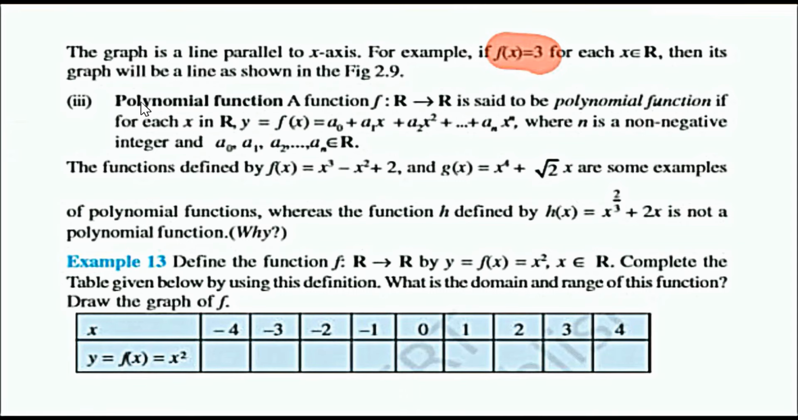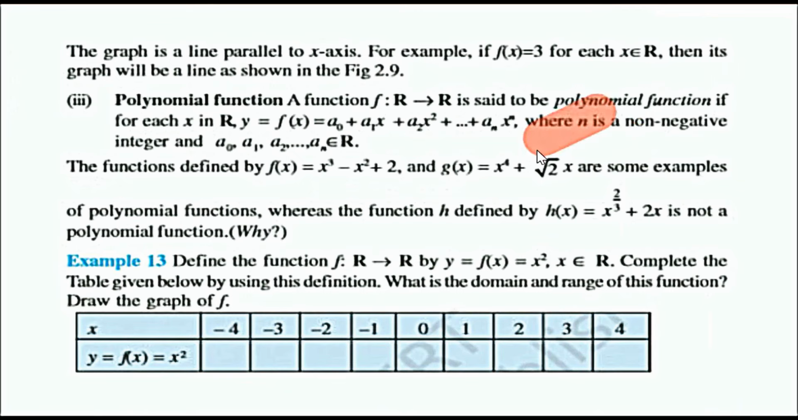Now we come to the polynomial function. A polynomial function is defined like this: a function f colon R to R is said to be a polynomial function if for each x belonging to R, real numbers, f(x), that is y, is equal to a0 plus a1 x plus a2 x square plus dot dot dot plus an x to the power n. One thing you need to know, this n, the power here, has to be a non-negative integer.